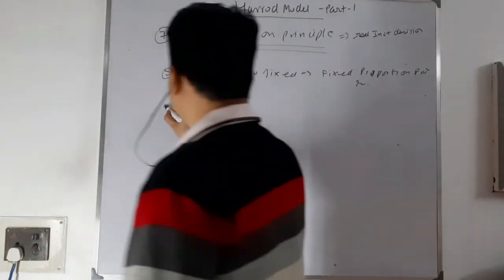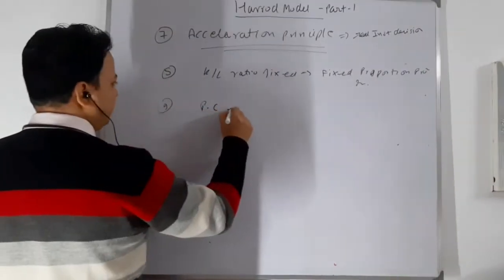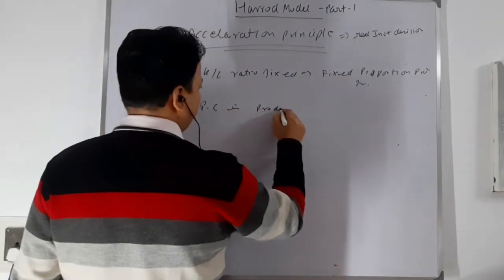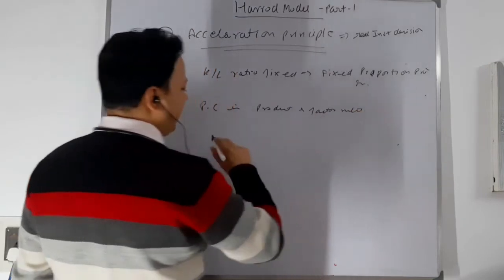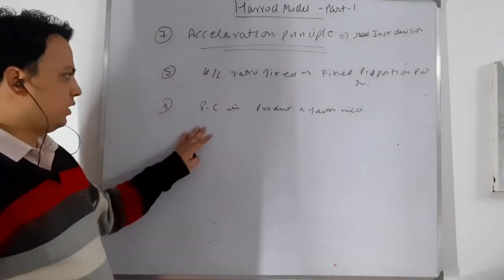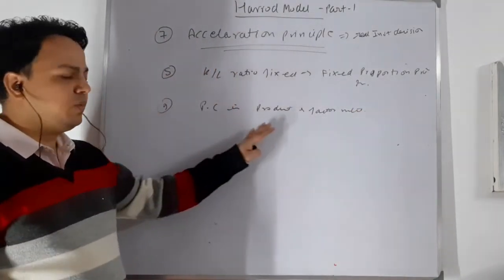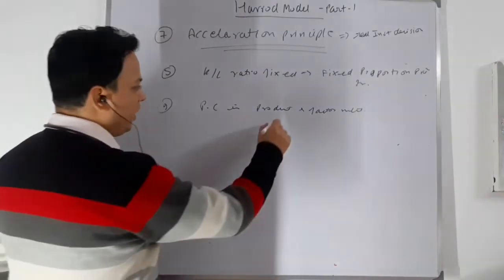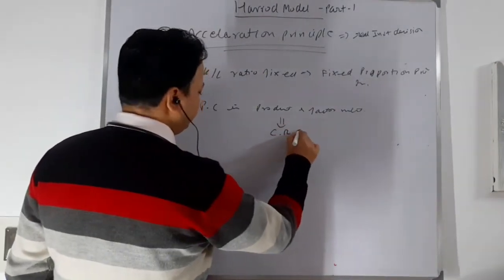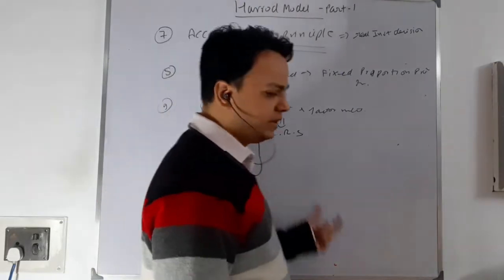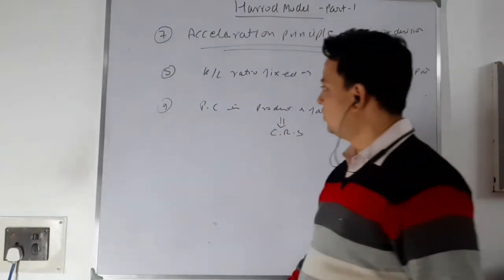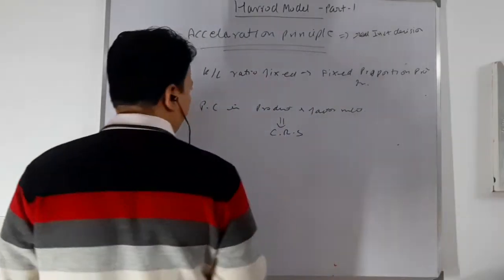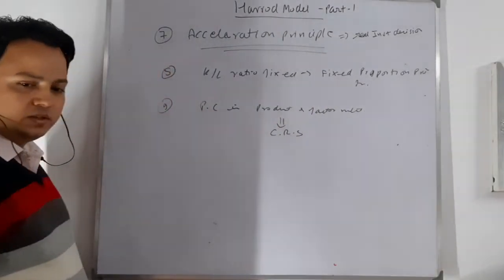Then point number 9: there is perfect competition in product and factor market. I have discussed this with the 2019 batch: when you have perfect competition in product and factor market, then you have constant return to scale in the long run. You can separate this assumption. I have done this part with you before also. When you have perfect competition in product and factor market, you have constant return to scale in the long run.